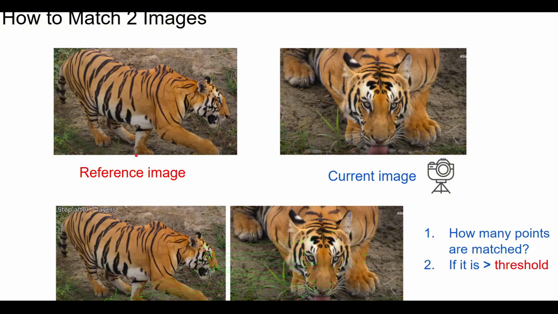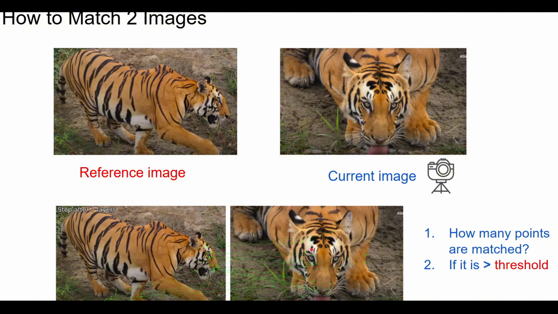You take a reference image, which is of a known tiger, and compare it to a new image, which has been captured by the camera. It can be an image or it can be a frame of the video, and then compare between these two. And once you compare, you get something like this. If there is a match, then it shows which points in your reference image are matching with the current image. So these green dots that you see show which point here is matched to which point.